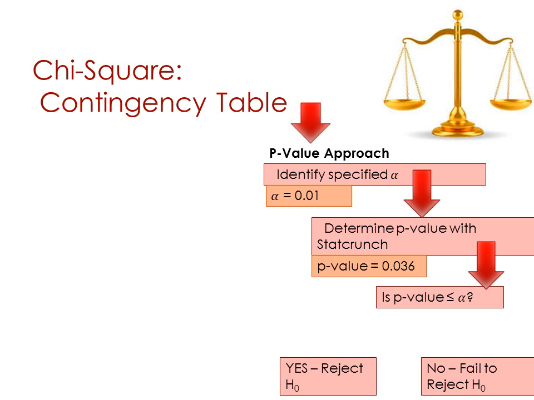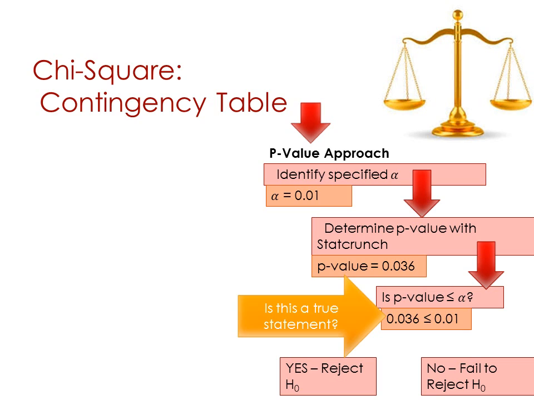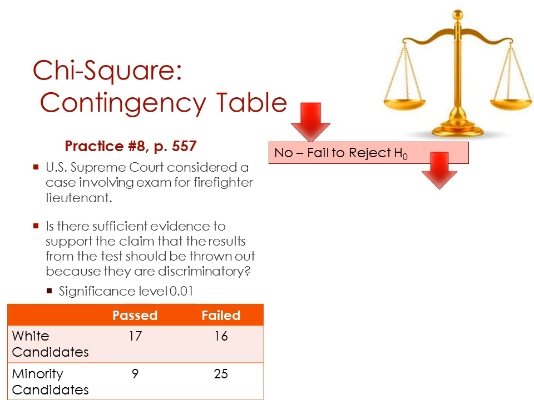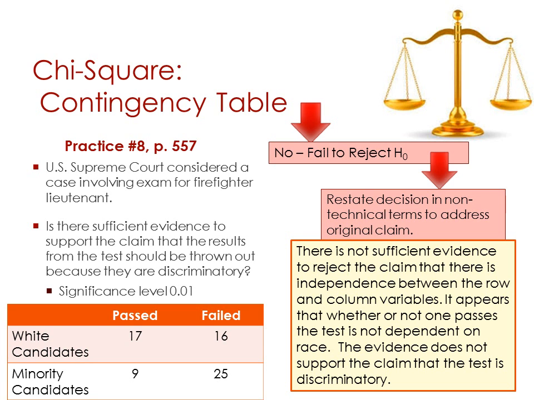So we plug in our values for this problem. We're going to get 0.036 is less than or equal to 0.01. Is this a true statement? No, it is not a true statement. Therefore, we fail to reject the null. And moving up to applying this then back to restating our decision in non-technical terms, again, we come to the same conclusion.